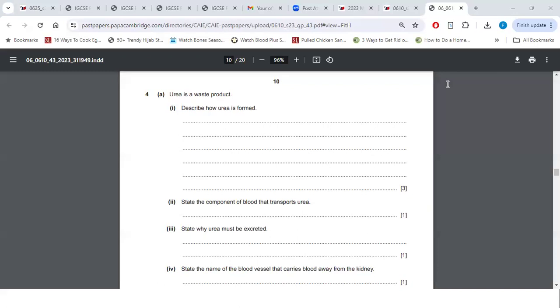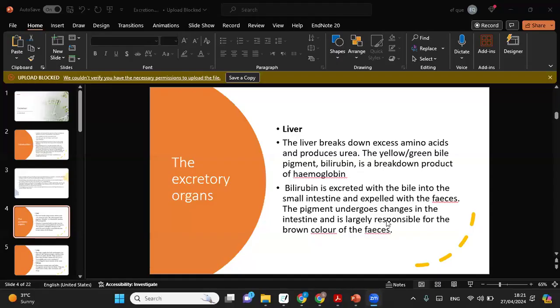So the liver breaks down your amino acids. When amino acids are broken down, that's how you end up getting your urea. That's where the urea occurs. So the liver is quite important for your excretion. The liver will break down any excess amino acids and produce urea.